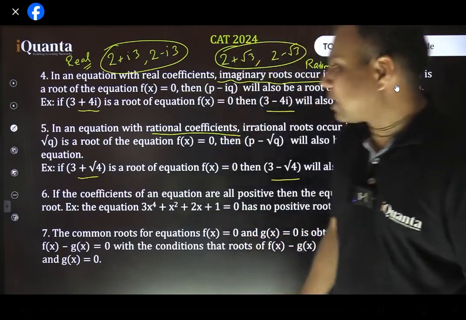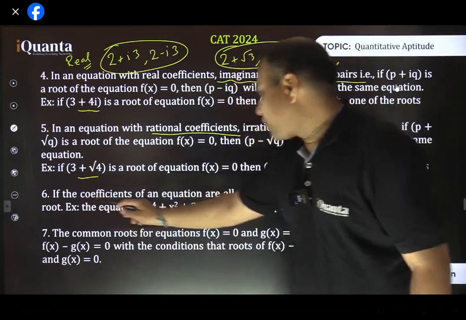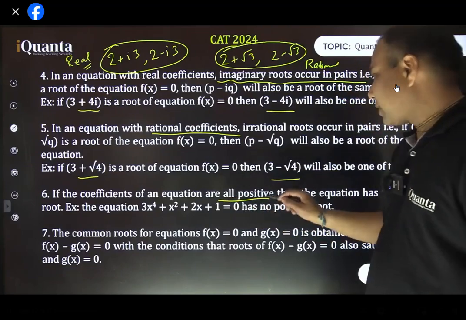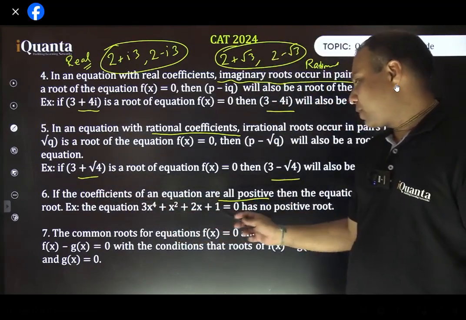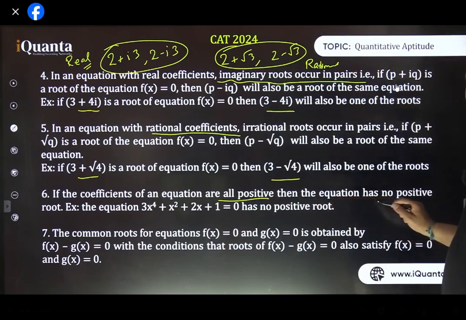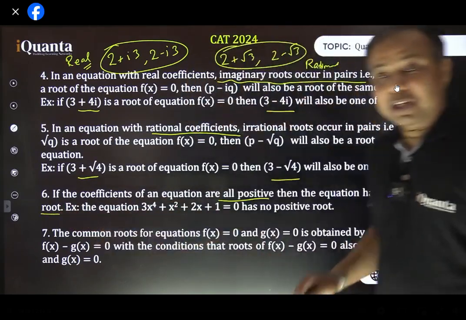Yes, this is conjugate only. We talked about it yesterday also. Let's move further. If the coefficients of an equation are all positive, that's an important point, a good point. Like in this example, all coefficients are positive, fine. Then it says the equation has no positive root.